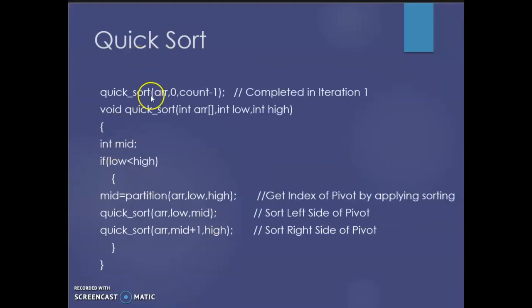Initially we will be passing the array from index 0 to the last element to the quicksort algorithm, and here we will be identifying the index for our pivot element, and that index will be stored in mid by application of the partition algorithm. Once you have identified the value for mid, that means you have identified the proper index of the pivot element. Now you need to apply quicksort to the left part as well as to the right part.